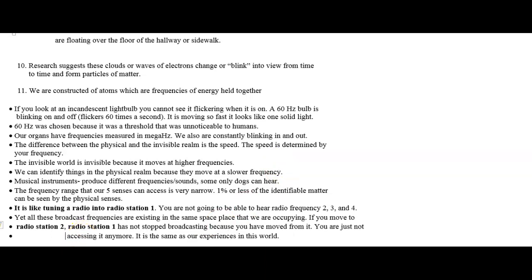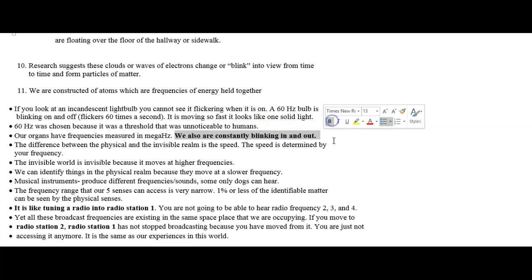In the video that you're going to watch, you're going to see that the speed of the frequencies of the vibrations is what's really important. Like an incandescent light bulb. We can't see it flickering, but it is flickering. A 60 Hertz bulb is blinking on and off, flickering 60 times a second. But it's moving so fast, it looks like one solid light. They actually picked 60 Hertz because that's a threshold that we can't see. Our organs all have frequencies. Now look at this. We are constantly blinking in and out. Where are we when we blink out?